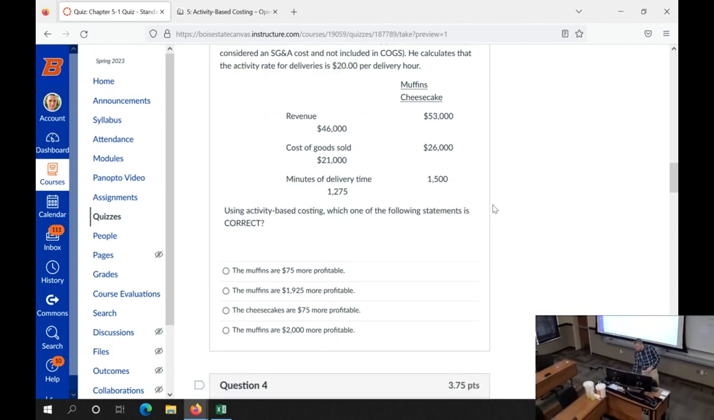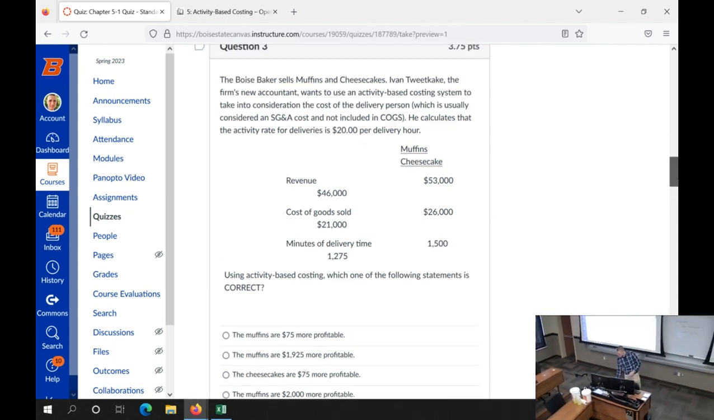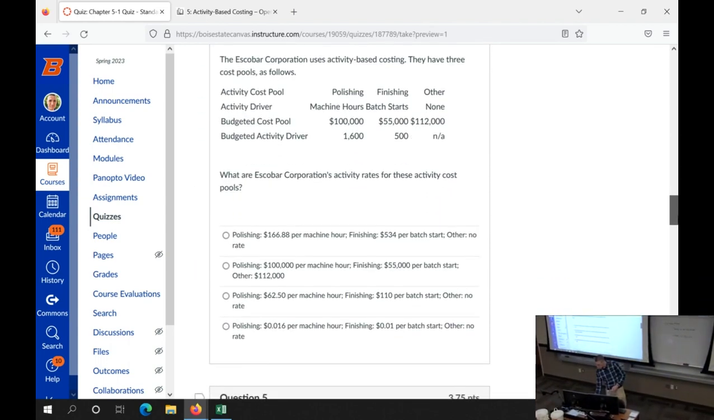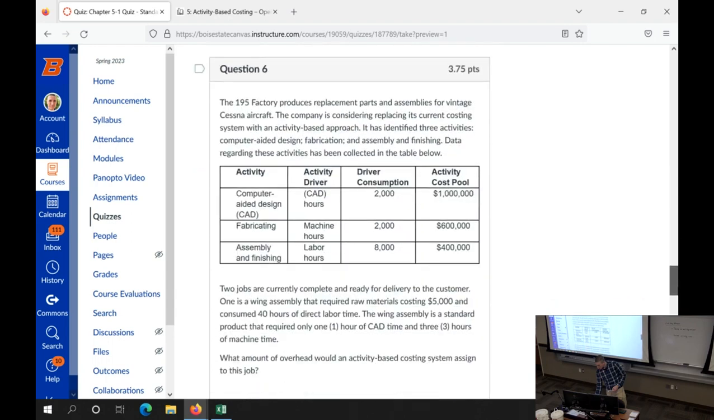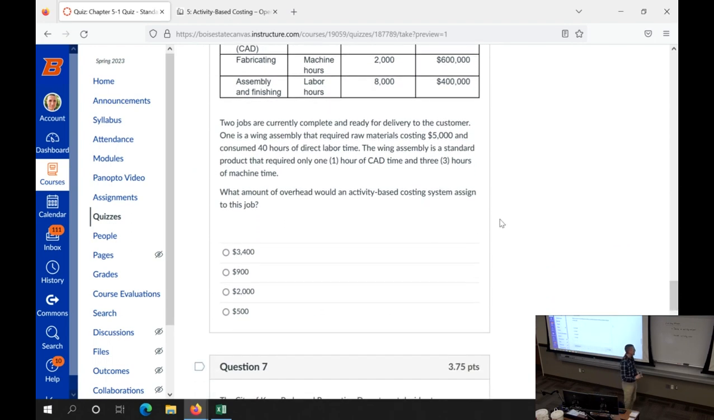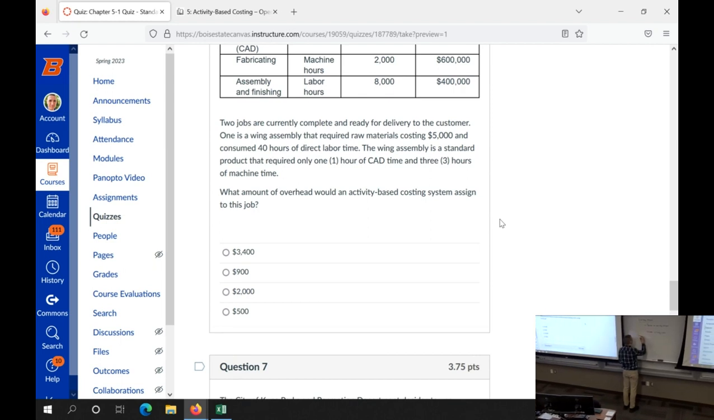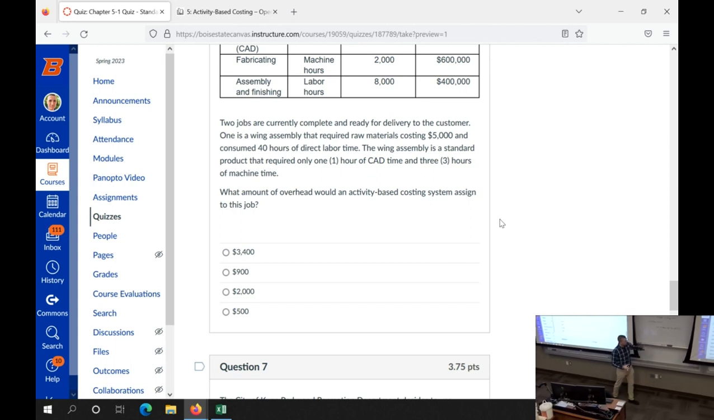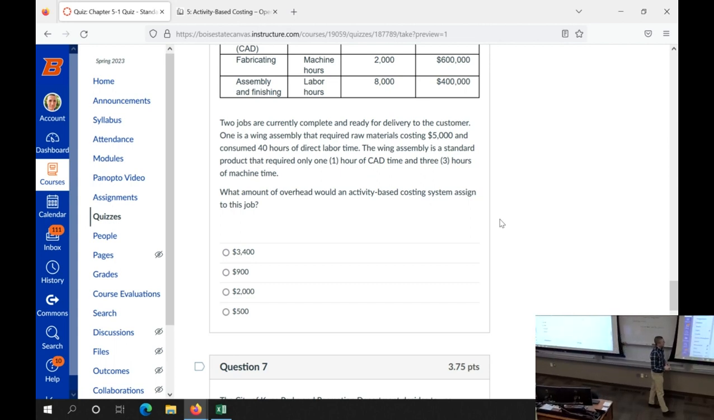Let's come back to that. Activity rate. And then questions that say, go ahead and allocate overhead costs to, and tell me what the total overhead or total cost overall is for this job or for this product.